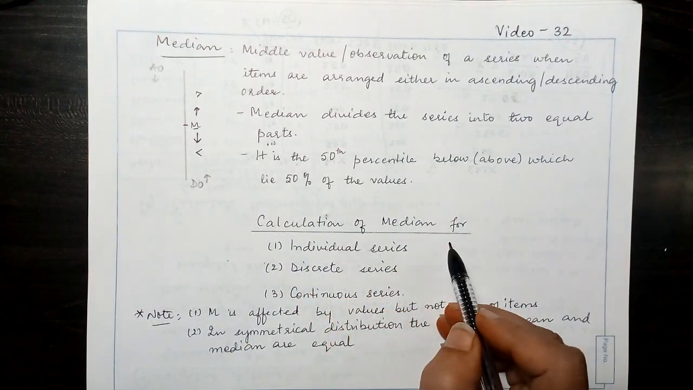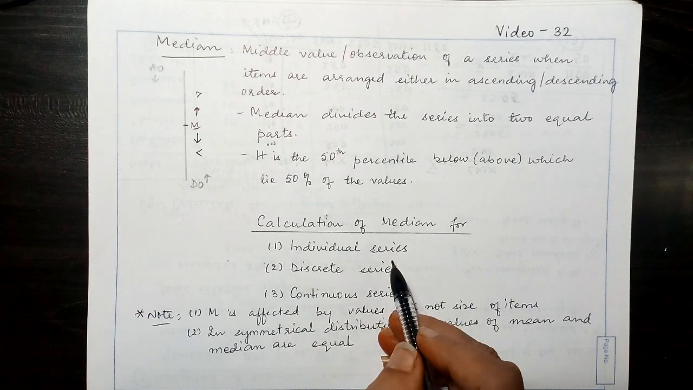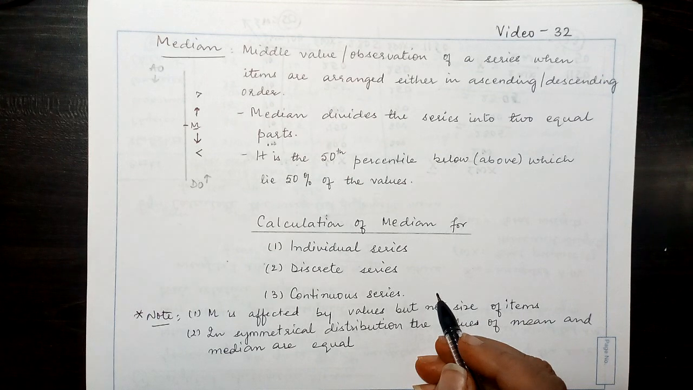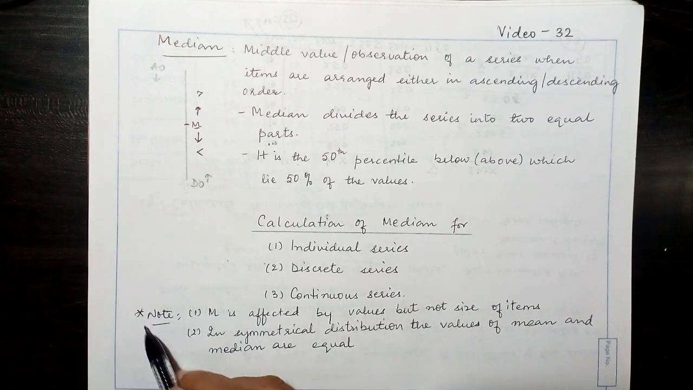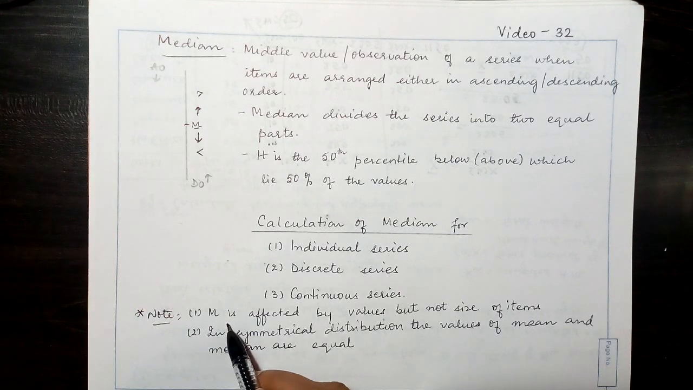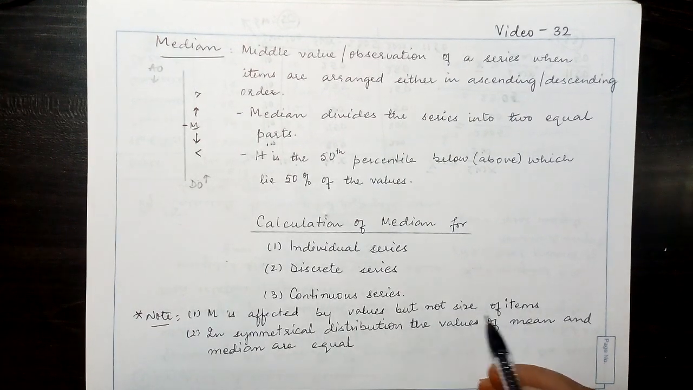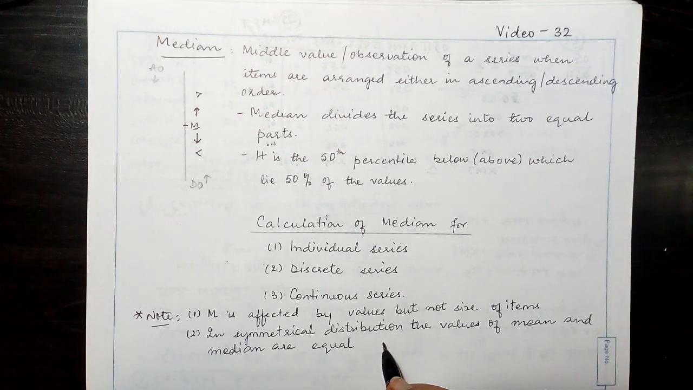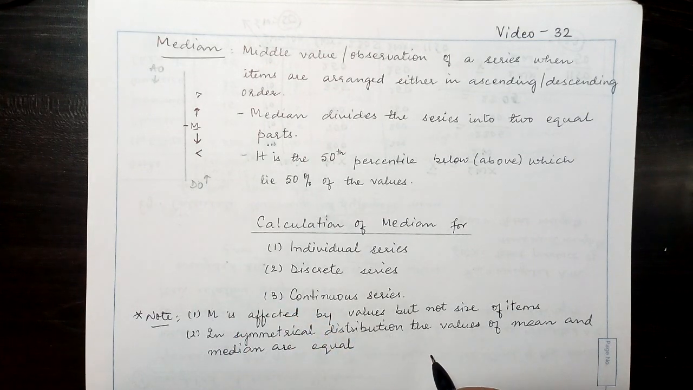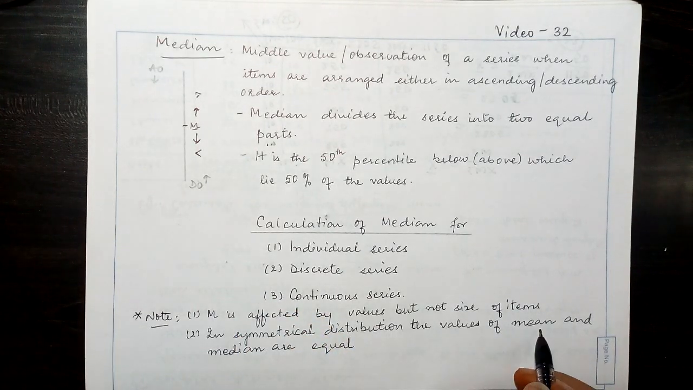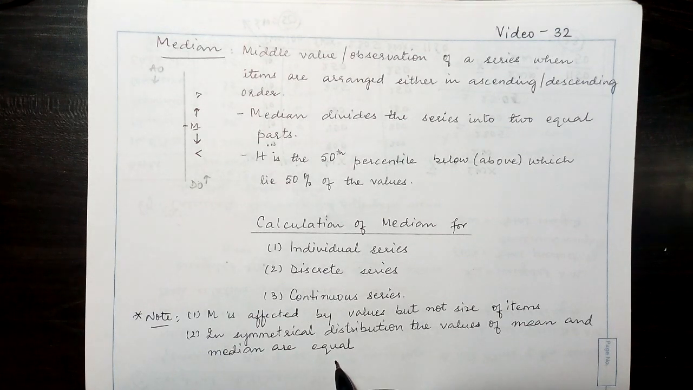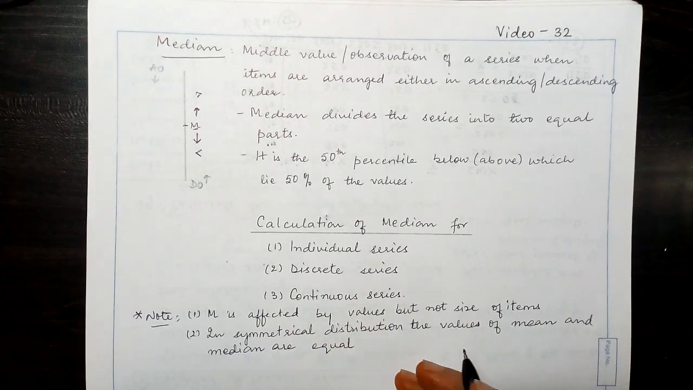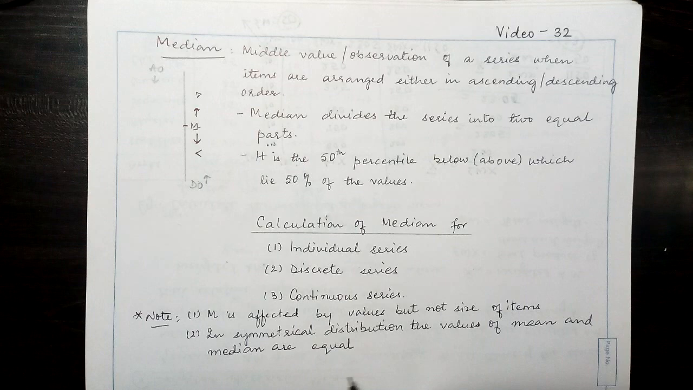Now, how to calculate median for individual series, discrete series and continuous series is what we are going to learn in this video. There is one thing to be noted: the median is affected by values but not the size of items. And in a symmetrical distribution, that means when they are arranged in ascending or descending order, the values of mean and median are equal. That means if the values of the items above and below are the same, then the mean and the median would be equal.